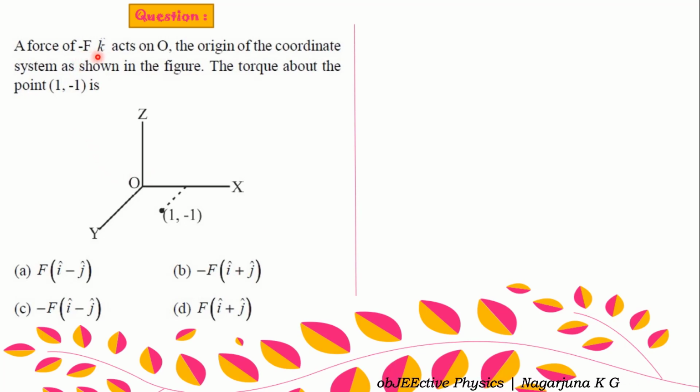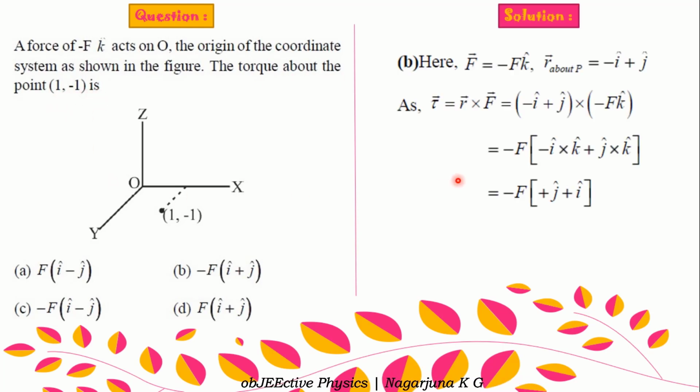A force of −F k cap acts on O, the origin of the coordinate system as shown in the figure. The torque about the point (1, −1) is? Solution: Here F bar is given as −F k cap. R bar about P is −i cap + j cap. As tau bar is equal to R bar cross F bar, by cross multiplication we can find it out. Tau bar is equal to −F (j cap + i cap). Option D is the right option.